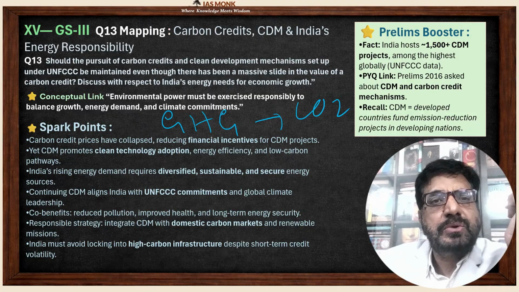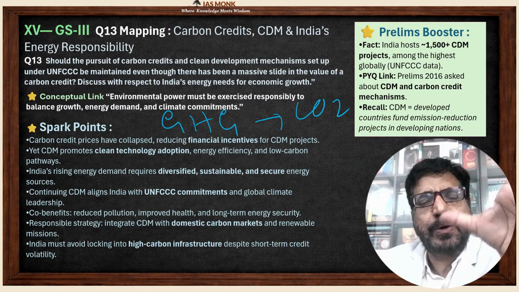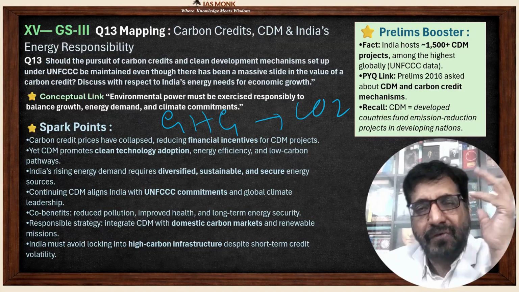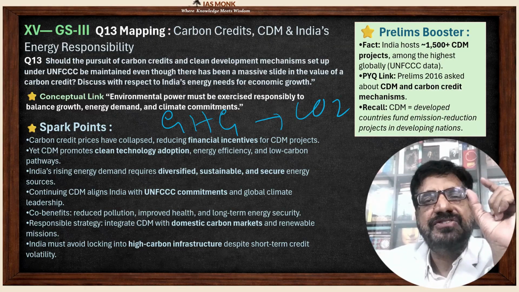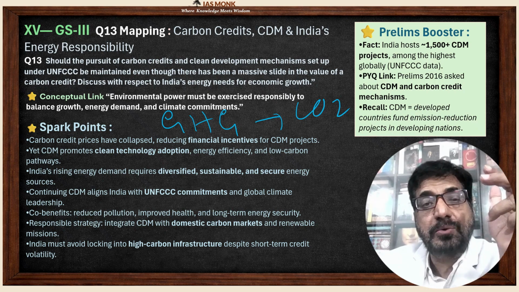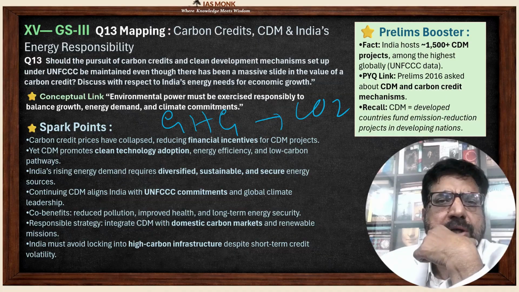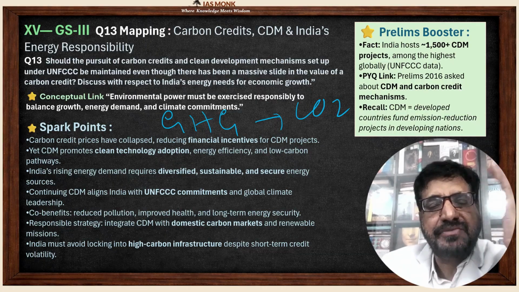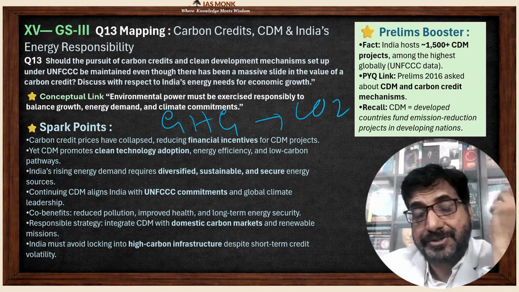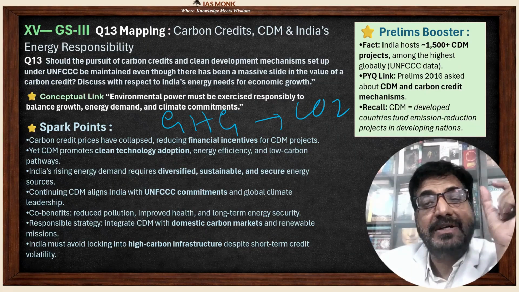Okay, so each carbon credit represents 1 ton of carbon dioxide equivalent avoided. If you avoid 1 ton of carbon dioxide, that is equal to one carbon credit. The fall in carbon credit prices has weakened the financial attractiveness of CDM projects. But the broader question is one of responsible environmental power.